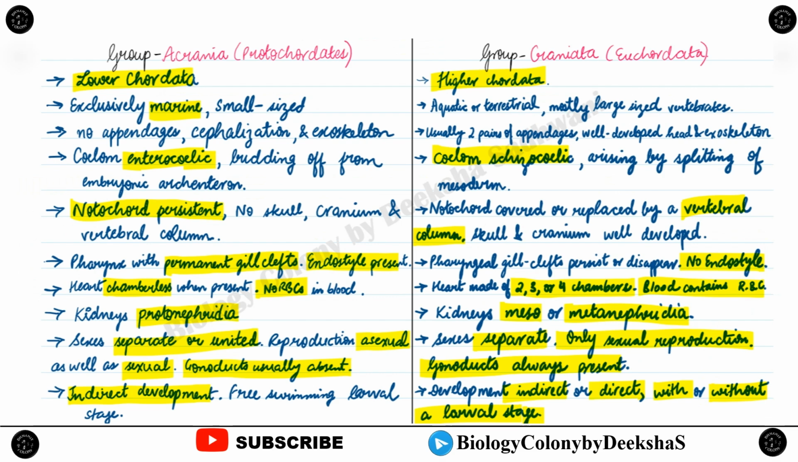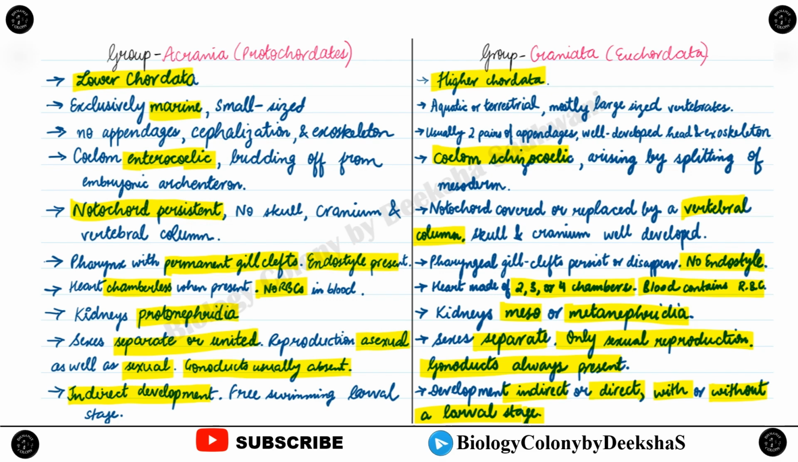Now let's discuss the differences between acrania and craniata. Acrania or protochordates are the lower chordata, while craniata or euchordata are higher chordates. Acrania is exclusively marine and small sized, while craniata can be aquatic or terrestrial and mostly large sized vertebrates. Acrania have no appendages, cephalization, and exoskeleton, while craniata usually have two pairs of appendages which are well developed, and they have well developed head and exoskeleton.